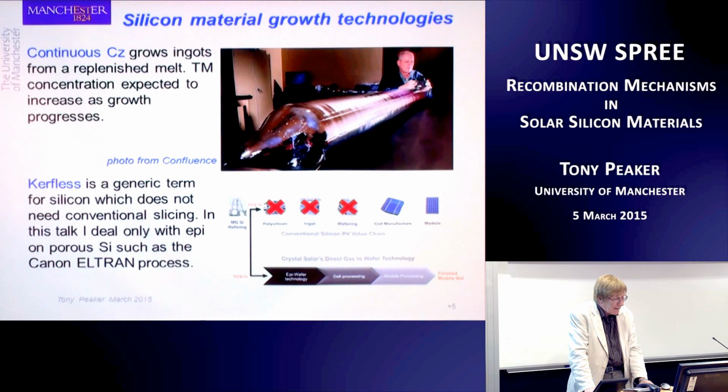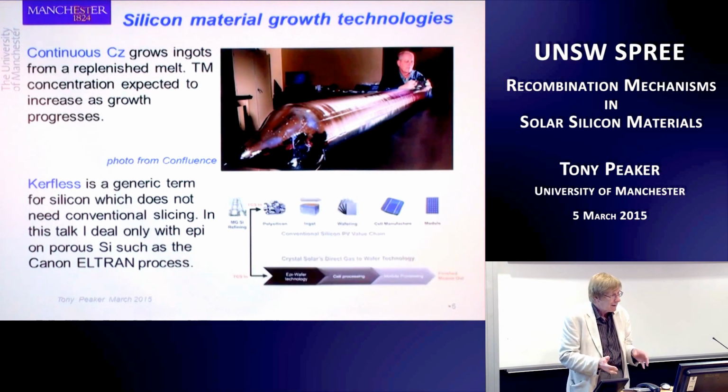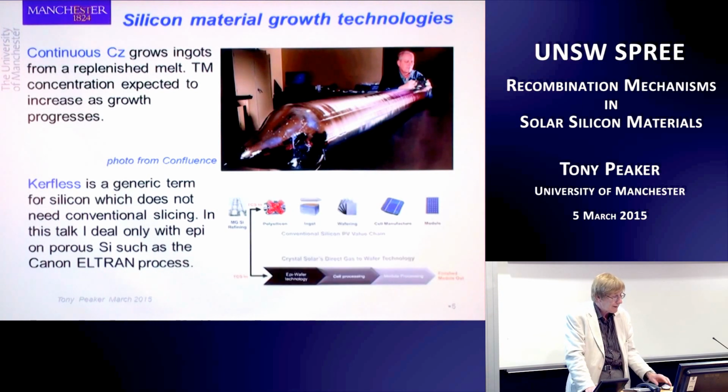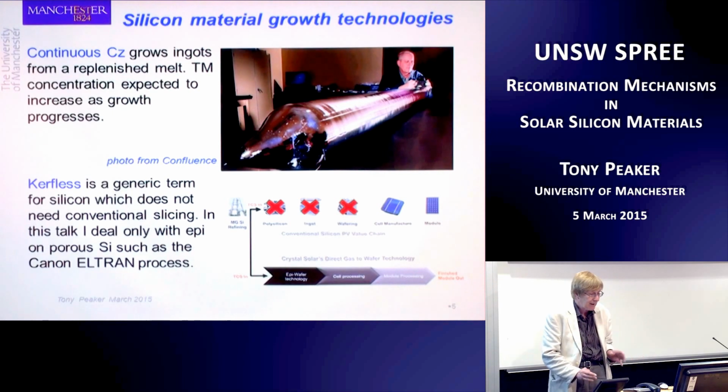But what you can do is feed in a polycrystalline material as the material grows, and reuse the crucible, reseed, and things like this. So that's a very interesting technique, and I think has a lot of potential. Kerfless silicon, well, ribbon silicon, people have used this for decades and decades.